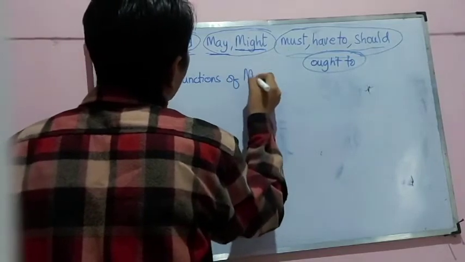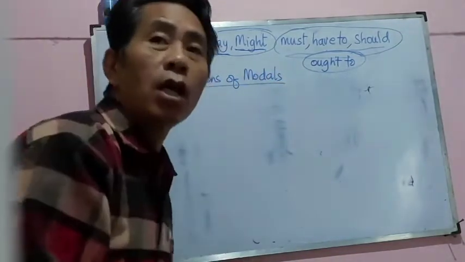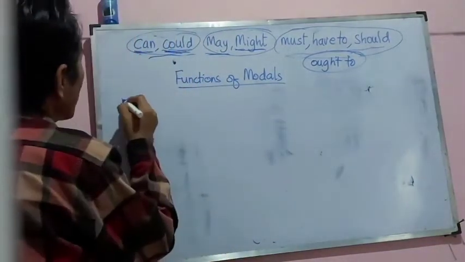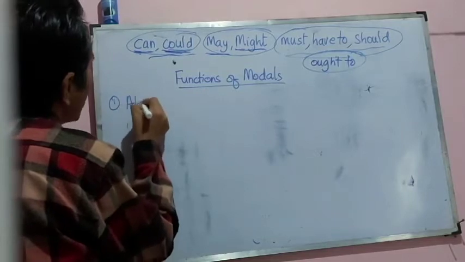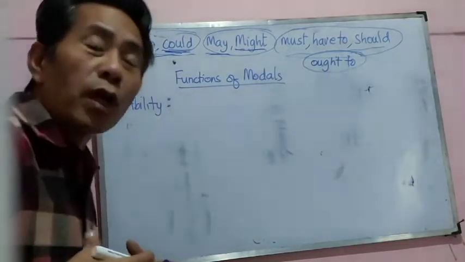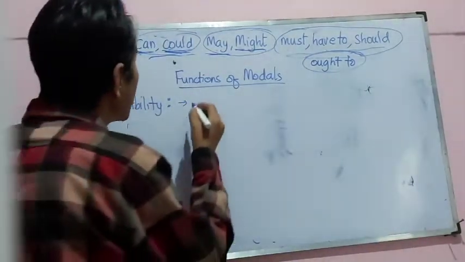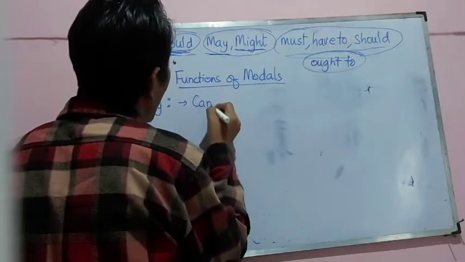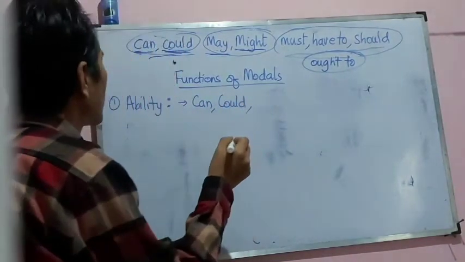Functions of models. So what is the first function? The models show ability. Ability means you are showing your ability. So which model will show the ability? For example, can, for example, could.